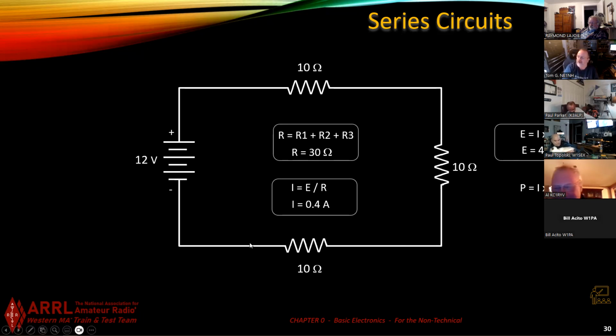Okay, so we've got our circuit. We've got our 0.4 amps running all the way through it. No constriction in flow.